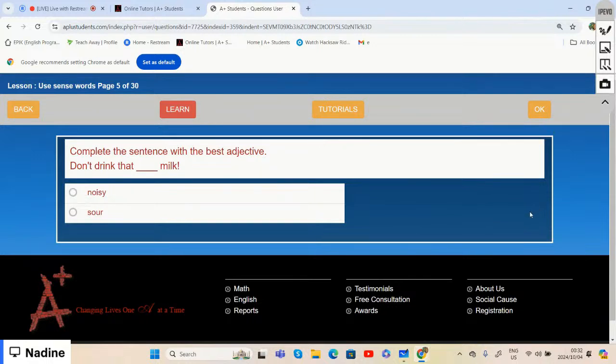All right. So we say don't drink that. Do we say don't drink that noisy milk? Option one. Or do we say don't drink that sour milk? Option two. We're going based on taste. So don't drink that noisy milk, or do we say don't drink that sour milk? Which one is correct?